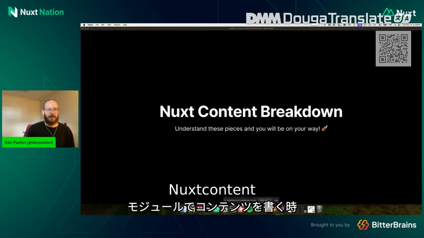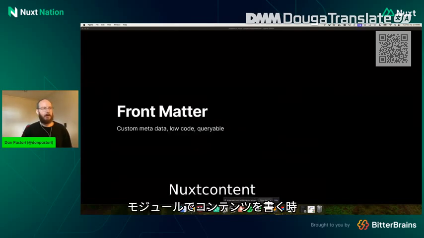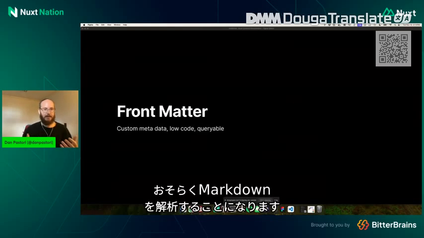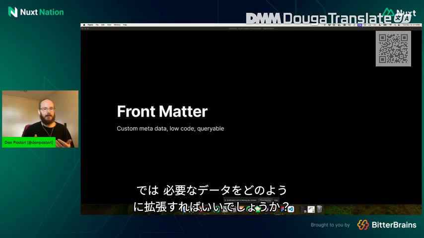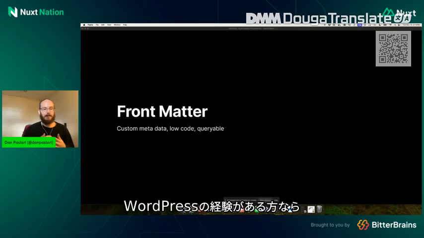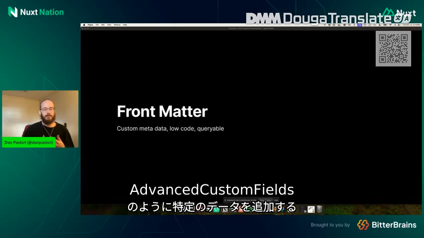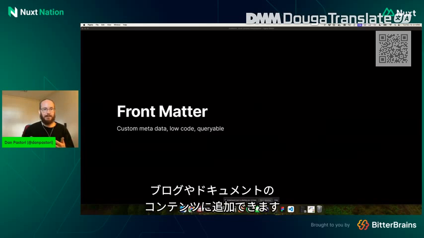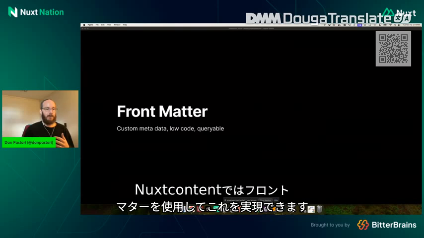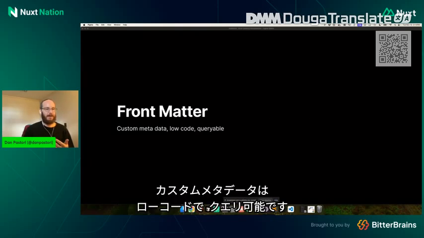So when you're writing content using Nuxt content module, you're probably parsing Markdown. Well, how do you extend data that you need? If you come from a WordPress background, there could be advanced custom fields where you add certain pieces of data that are metadata to your blog or documentation content. Well, Nuxt content has you covered because you can do front matter. It's custom metadata, low code, and queryable.